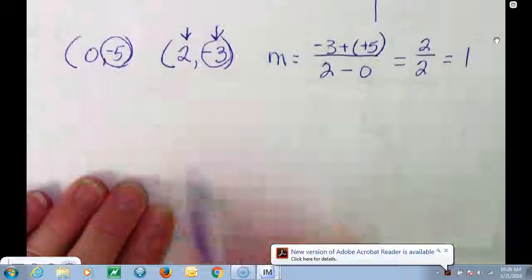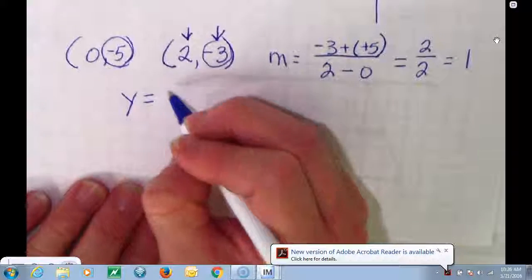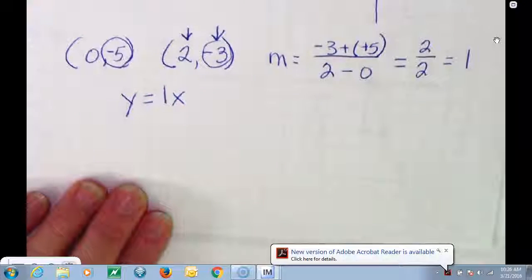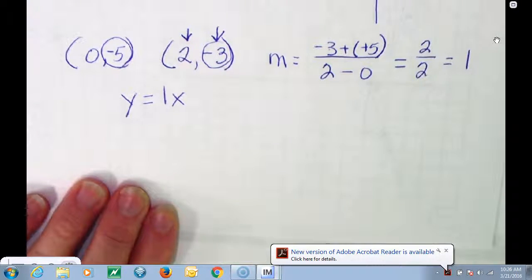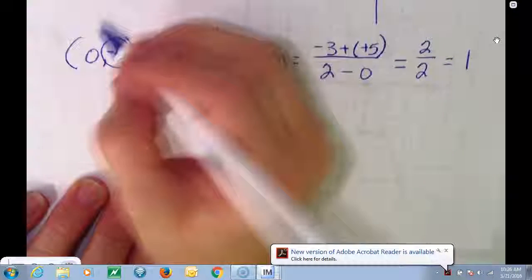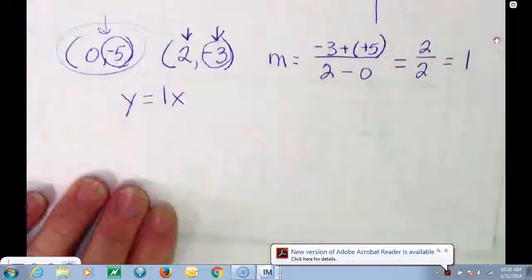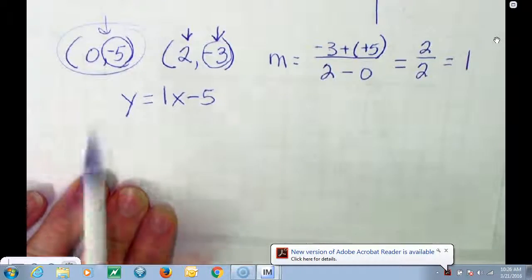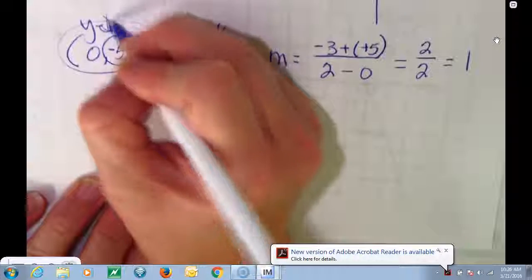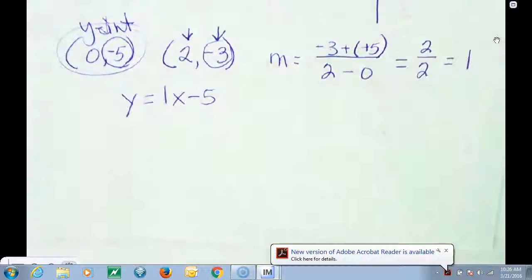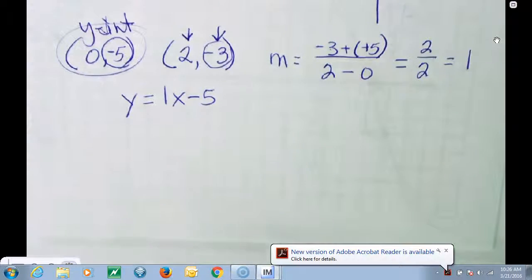So my equation is going to be y equals 1x. Do I need to put the 1 there? No, not really. 1 times x is x. Who knows the y-intercept just by looking at the coordinates? Minus 5. Look, remember, this is the y. Write this up there. This is the y-intercept. The y-intercept is 0, something. That's the y-intercept.